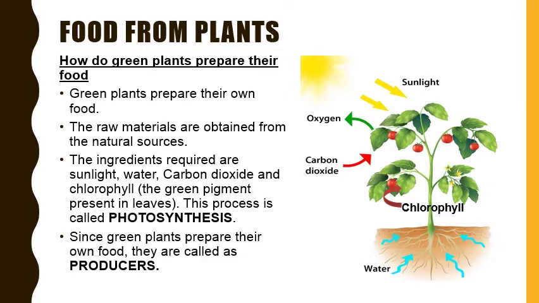The ingredients required to cook their food are sunlight, water, carbon dioxide, and chlorophyll, that is the green pigment present in the leaves. The process by which they prepare their food is called photosynthesis. Since green plants prepare their own food, they are called producers.